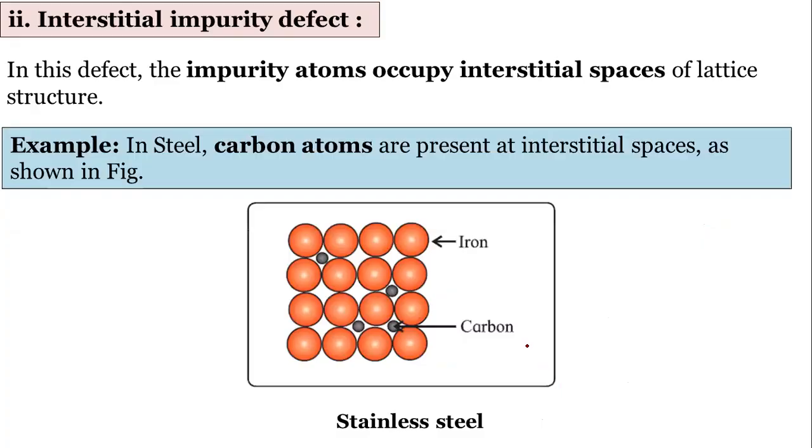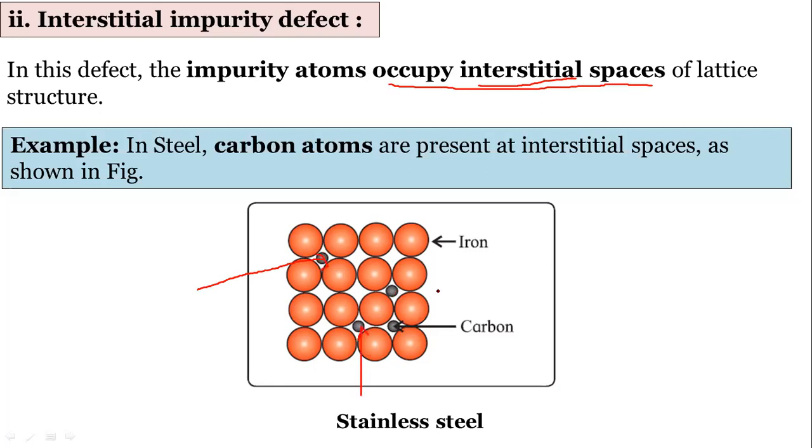Then the next one is when the impurity is at the interstitial position. It is called an interstitial impurity defect. In this defect, the impurity atoms occupy the interstitial spaces. Now you are familiar with the word interstitial, meaning in between. This is a regular site of the particle, and this is also a regular site. So this is the interstitial empty space, and this is the impurity. We can see here, this is also an impurity at the interstitial position.